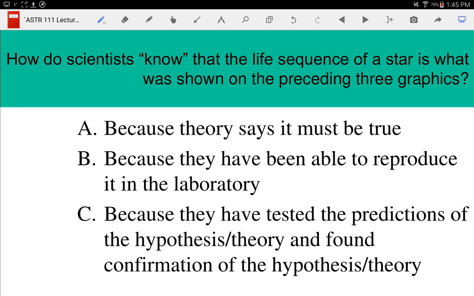Okay, we are open for answering questions here. How do scientists, quote, know, end quote, that the life sequence of a star that I've just shown you in these preceding 3 graphs is correct? That it's truthful?